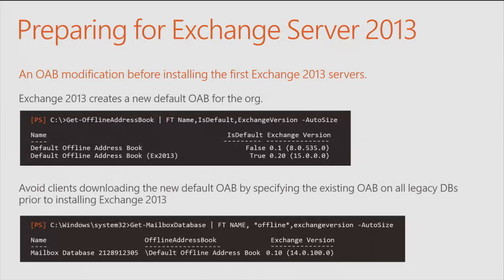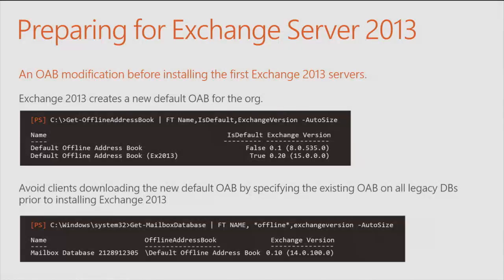Before you install your first server, something to be aware of, and this catches people off guard, is that 2013 creates a new offline address book. And it makes it the default. You're welcome. All right, so what's going to happen is your clients are going to start saying, oh, I got a new default offline address book, and I don't have a copy of this sucker yet, so I'm going to download the whole thing. Now, if it's a relatively small environment, that might really not be a big deal.